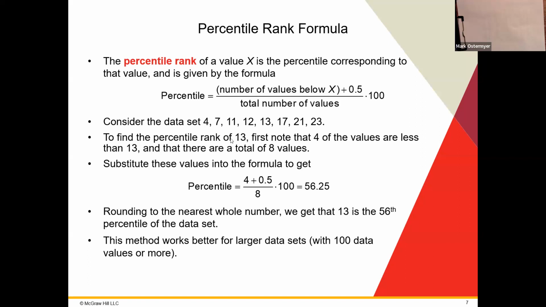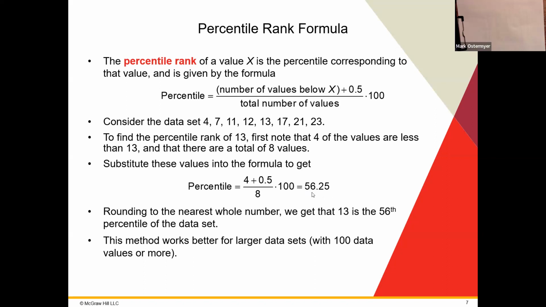To find the percentile rank of data value 13, first we note how many observations are less than 13 in this data set. There's 1, 2, 3, 4 data values that are less than 13. That goes in for the number of values below X part of the formula. So 4 plus a half, divided by the total number of observations in the data set, which is 8, which is 4.5 divided by 8 times 100, gives us a percentile rank value of 56.25.